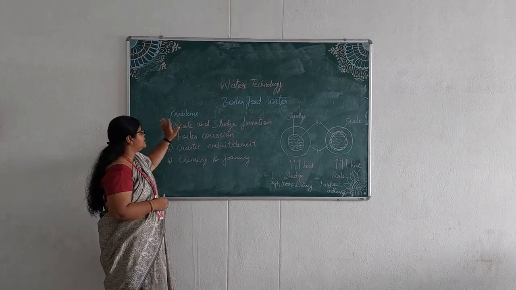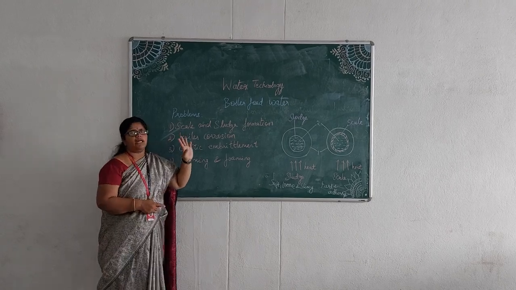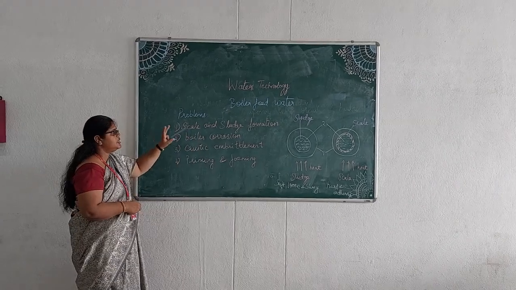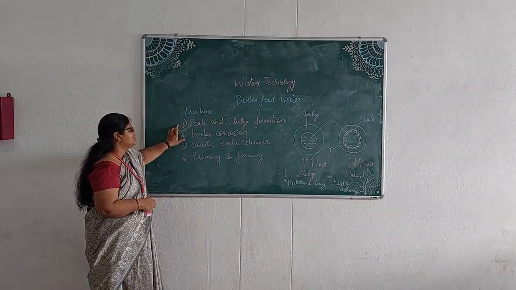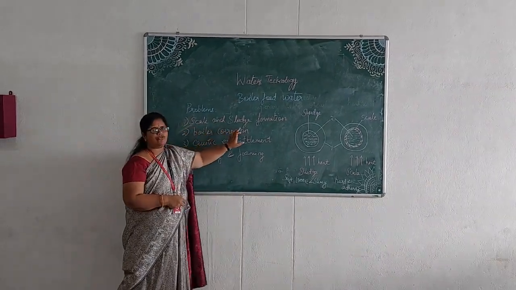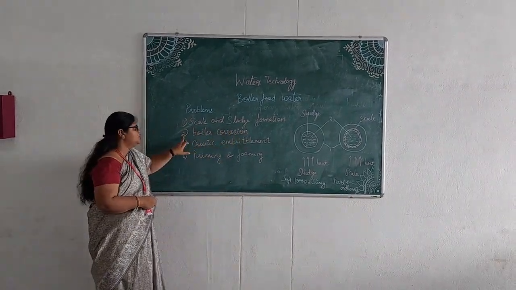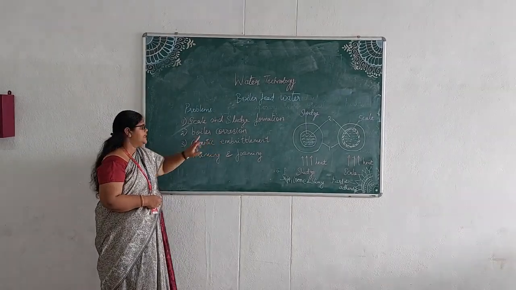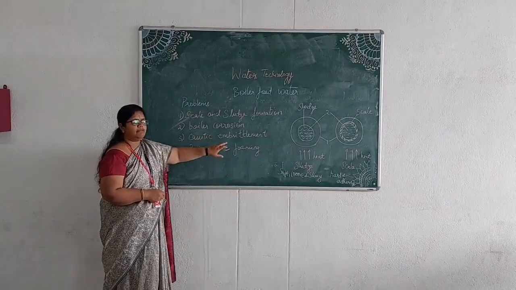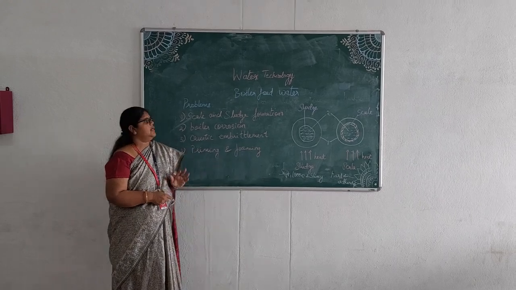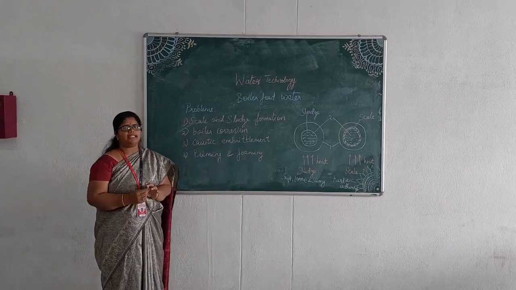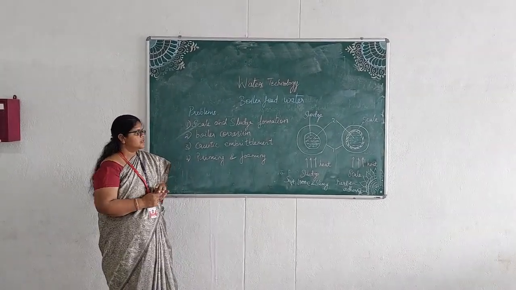So there are different types of problems caused in boilers due to the presence of dissolved salts in it. One is scale and sludge formation, two boiler erosion, three caustic embrittlement, and four priming and foaming. Now let's see about scale and sludge formation.